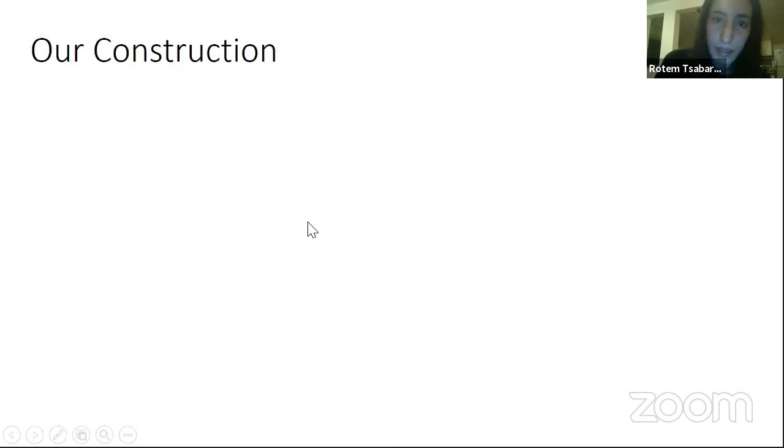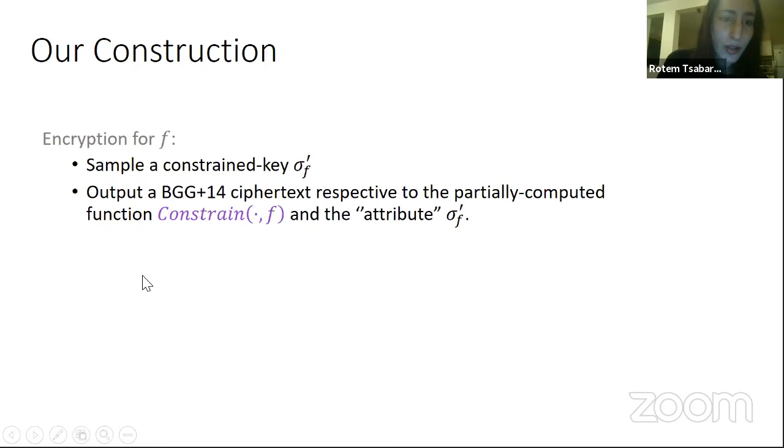Okay, so now let's see how to use all of that in order to implement the tagging technique with the constrained PRF. As we saw earlier, when we want to encrypt the message, we need to first sample a random PRF seed sigma prime, and then compute the constrained key for it with respect to F. So for that part, we sample a constrained PRF key for the function F. And then we use the BGG+14 encryption.